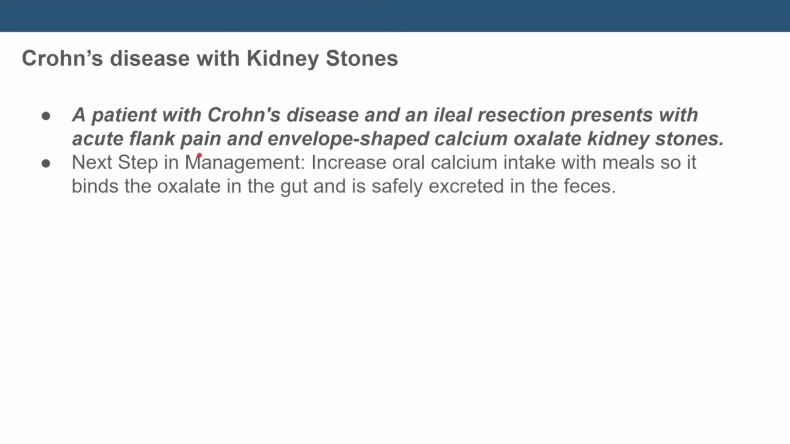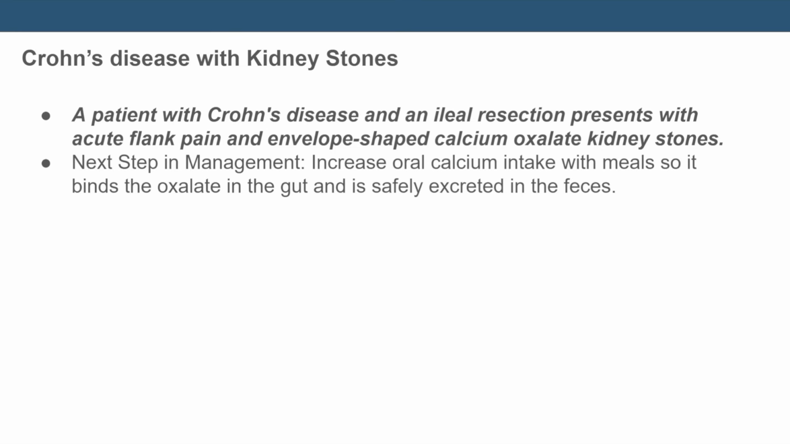Okay, maybe it's a right-sided flank pain, and then your analysis is going to show what? It's going to show hematuria, the classic envelope-shaped oxalate kidney stones on microscopy, and you're going to diagnose what? You're going to diagnose it as calcium oxalate kidney stones. Since the stone is literally made of calcium oxalate, your intuitive gut reaction is to tell the patient, hey, cut down your calcium intake and avoid milk, cheese, etc. So if you choose that option on the exam, you get it wrong.